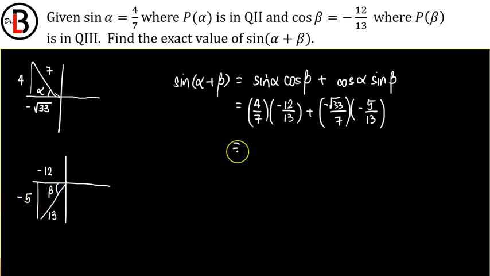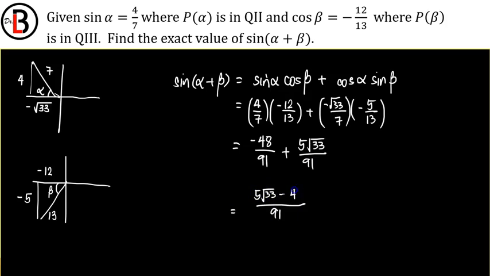So let's multiply this. 4 times 12 is negative 48, over 7 times 13 is 91. Minus minus, that becomes plus. So that's 5 square root of 33 over 91. So if you want to combine, this is going to be 91, that's going to be 5 square root of 33 minus 48. So this is the answer. So let's try another one.